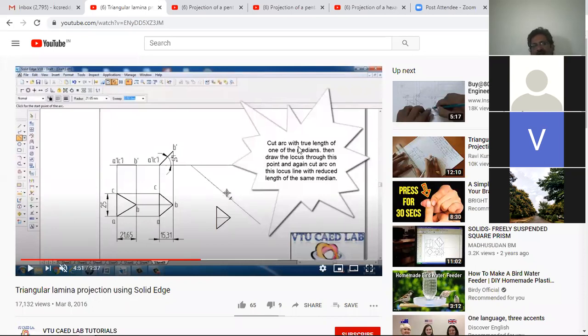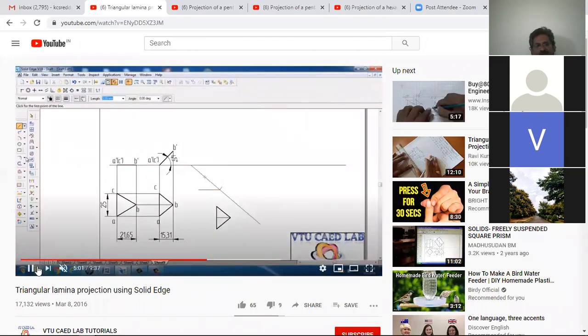See, cut the arc with the true length of one of the medians, then draw the locus through this point and again cut an arc on this locus with the reduced length of the same median. See here, he has cut an arc and then drawn the locus through this point. Then, after drawing the locus, cut with this true length of the median, that is 21.65, on the true inclination line. After cutting this, you will get a point. Through this point, you need to draw the locus.